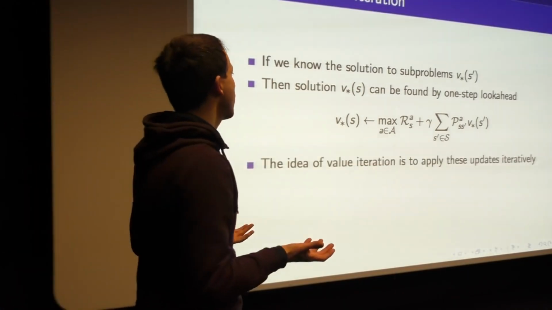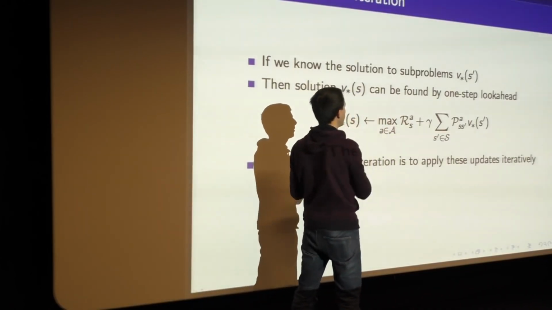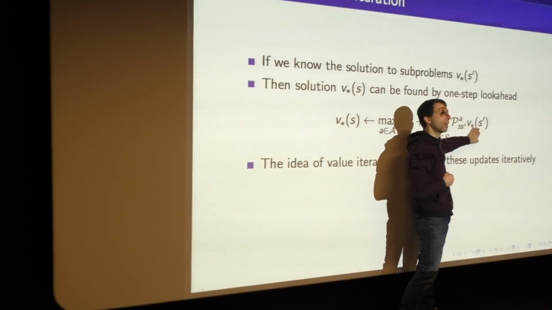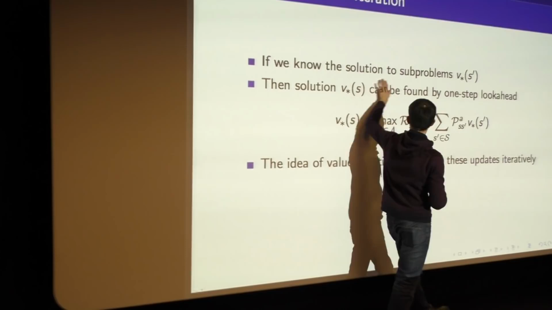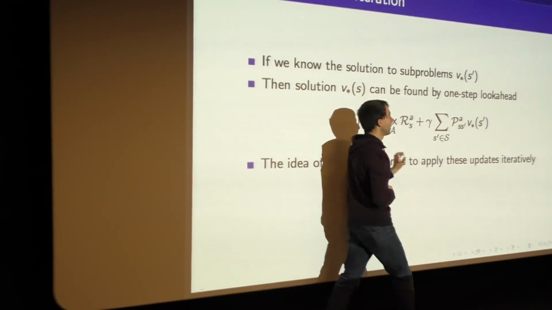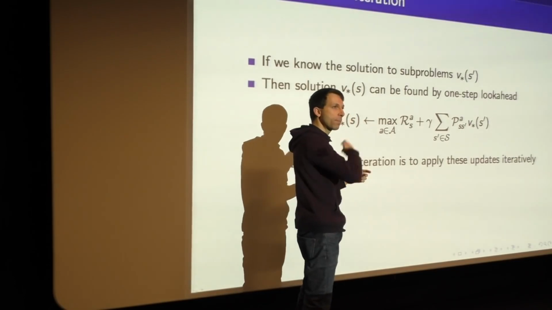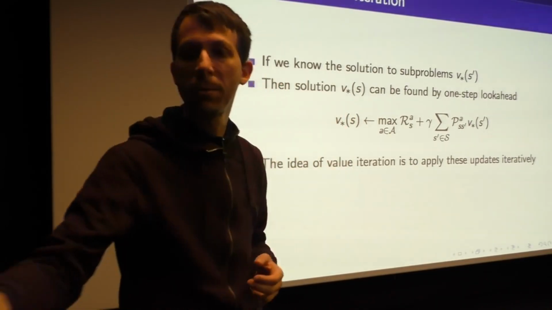The idea of value iteration is just to apply this update again and again and again. Instead of someone telling us the optimal solution from S prime, we're going to find this iteratively by starting with an arbitrary value, backing this up to give us a new value function, plugging in that new value function, backing that up to give us a better value function, and so on. We're going to just iterate this process. And again, we're going to see that this converges on the optimal value function.